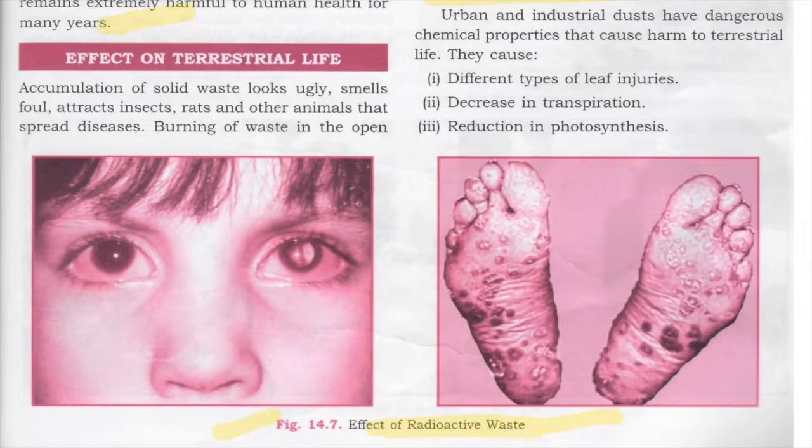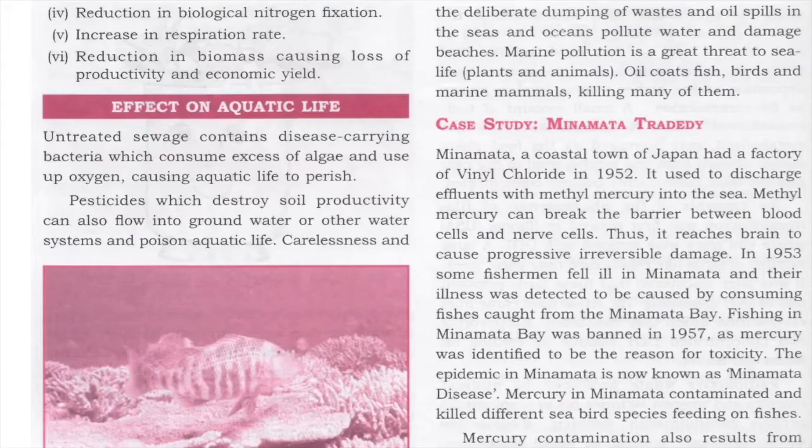Urban and industrial dust have dangerous chemical properties and cause harm to terrestrial life. They cause different types of leaf injuries, decrease in transpiration, reduction in photosynthesis, reduction in biological nitrogen fixation, increase in respiration rate, and reduction in biomass, causing loss of productivity and economic yield.